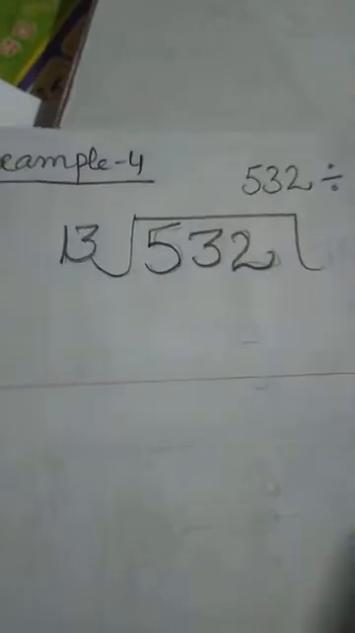532 is to be divided by 13. First of all, here are the two digits. We will take two digits from here, means 53, and we will divide it by 13.